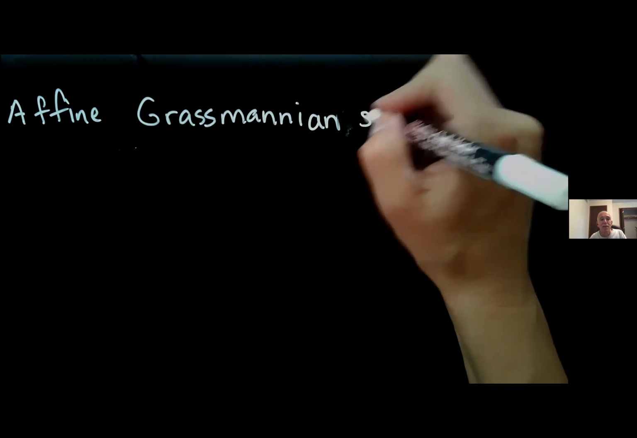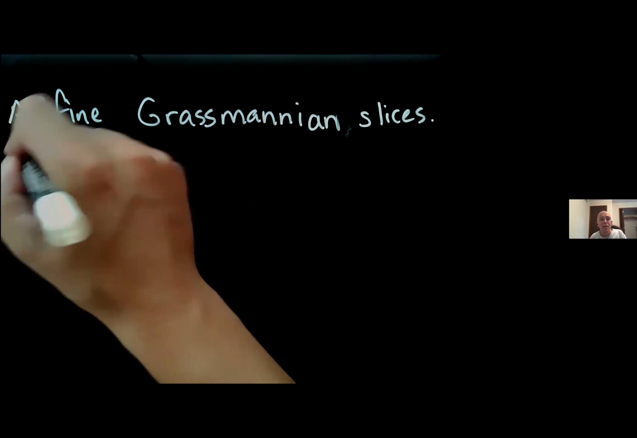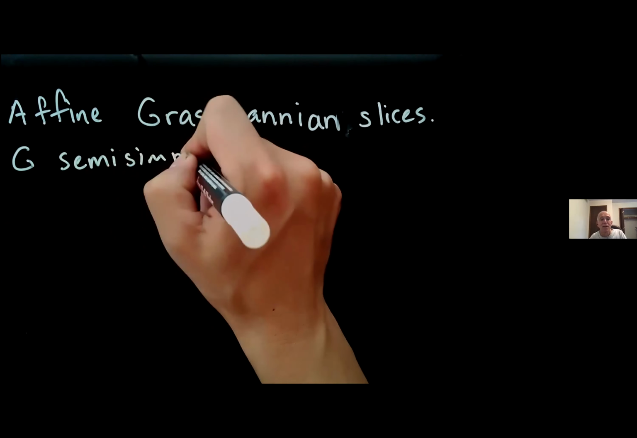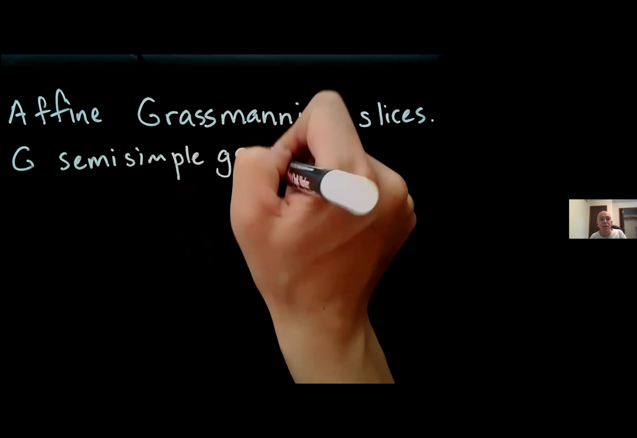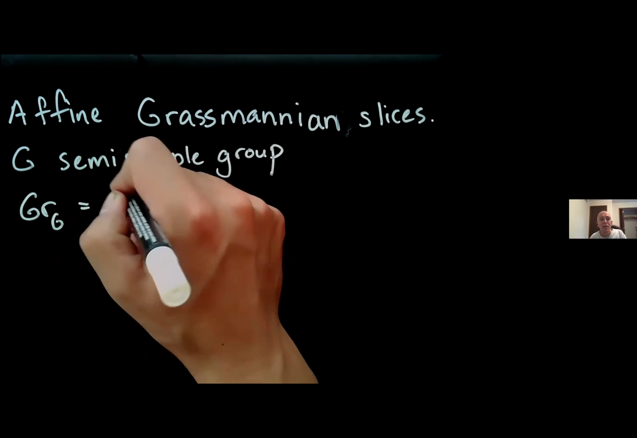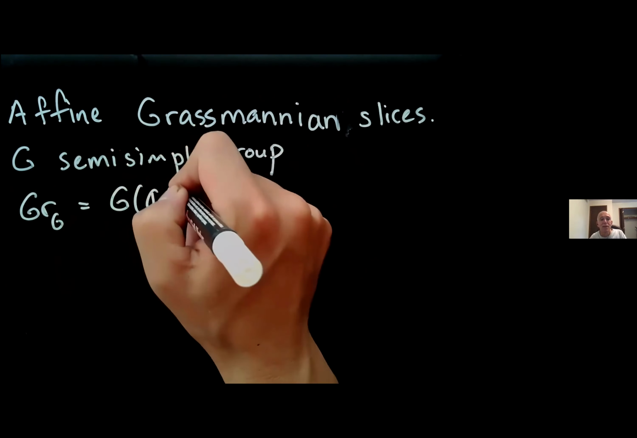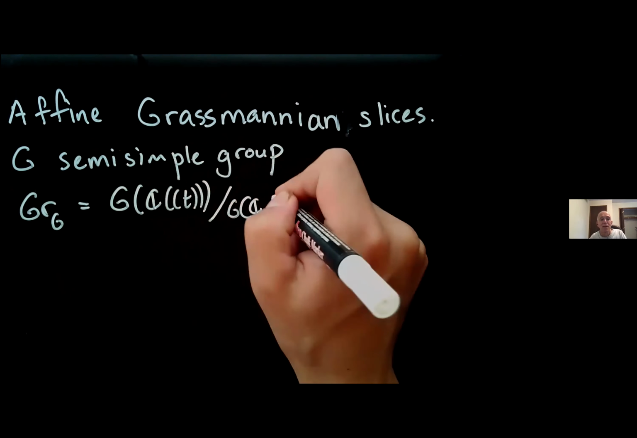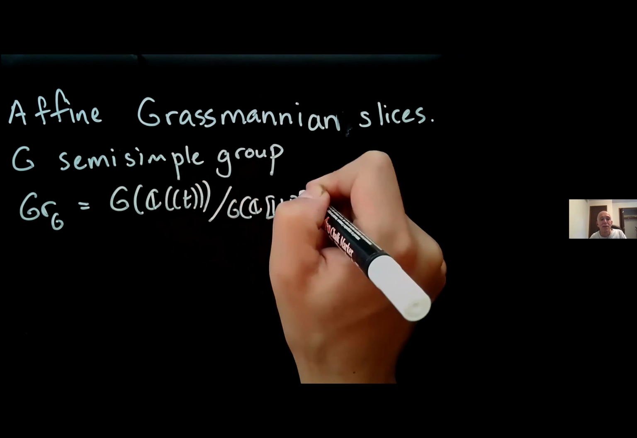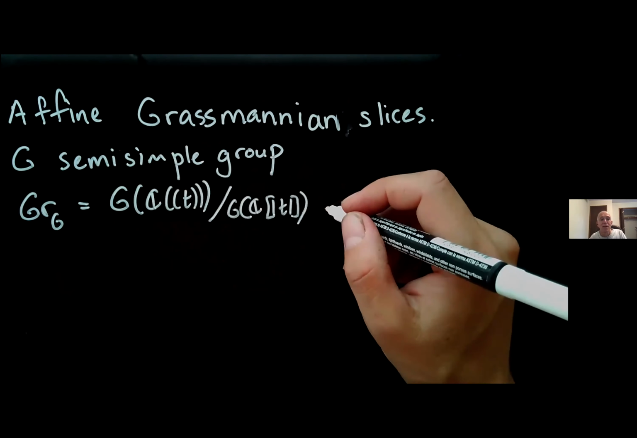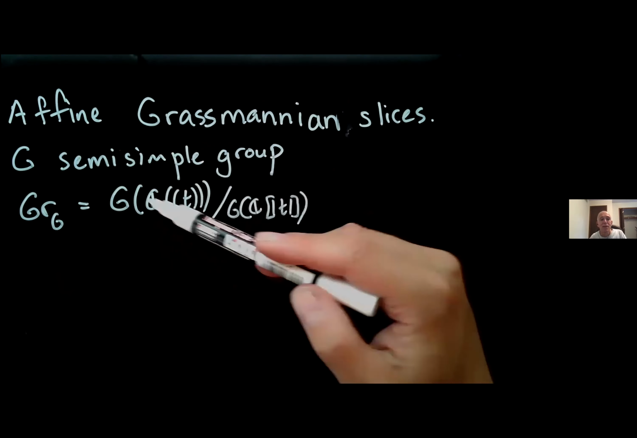Affine Grassmannian slices. So what are these? We have G, a semi-simple group. And now we're going to be studying the affine Grassmannian of G, which means we take G over the Laurent series and divide by G over power series. So it's an infinite dimensional projective variety that's kind of like a flag variety for an affine Kac-Moody group.